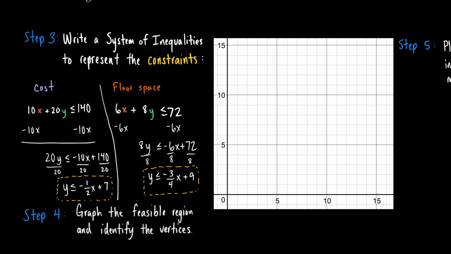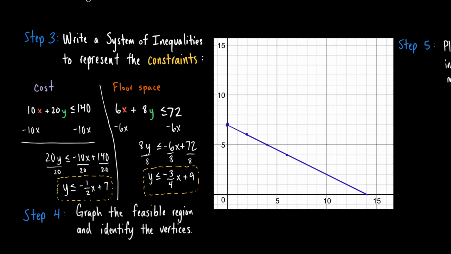The first one I'll do with a dark blue. All right, so the first one is y is less than or equal to negative 1/2 x plus 7. So let's go up to 7, and we're going to go negative 1 over 2. So we're going to go down 1, right 2, down 1, right 2, down 1, right 2. And we'll go ahead and draw the line there. So that's our blue one.